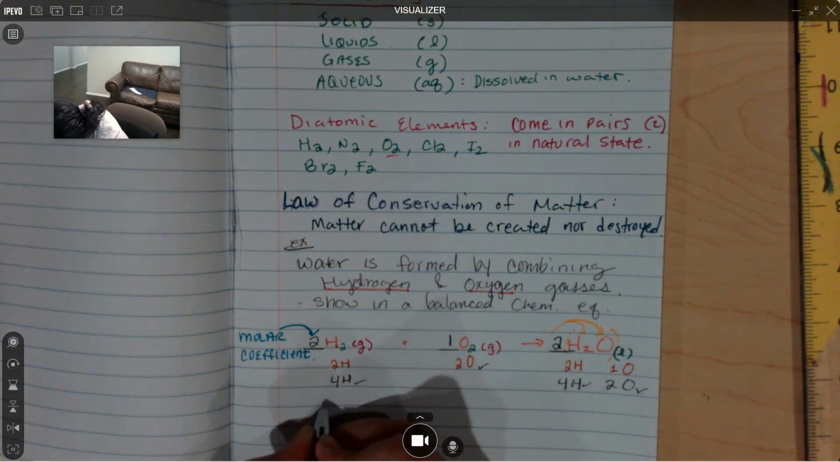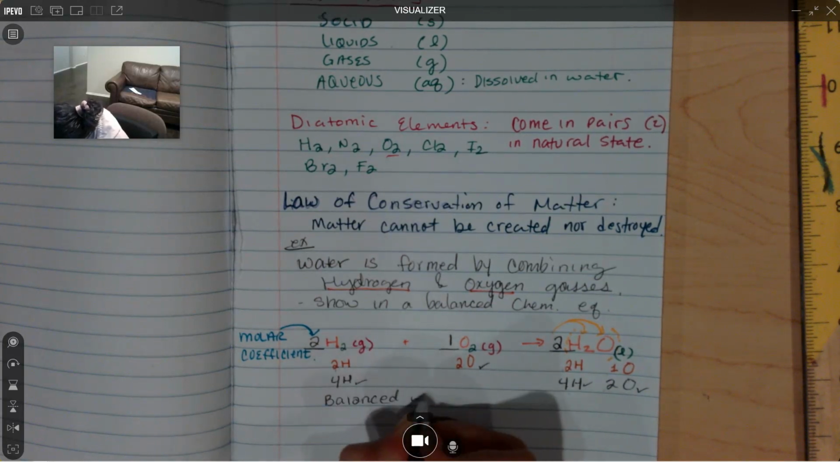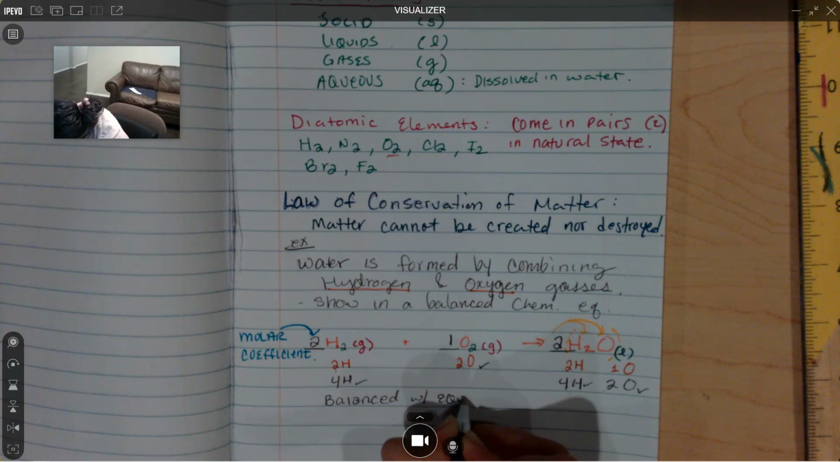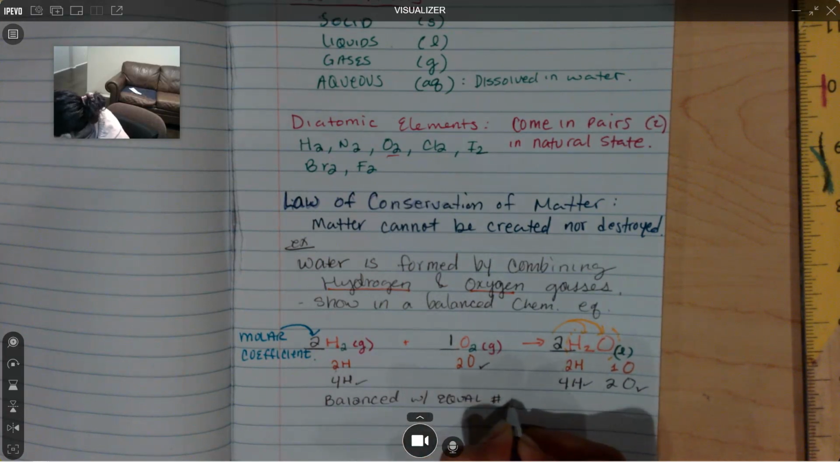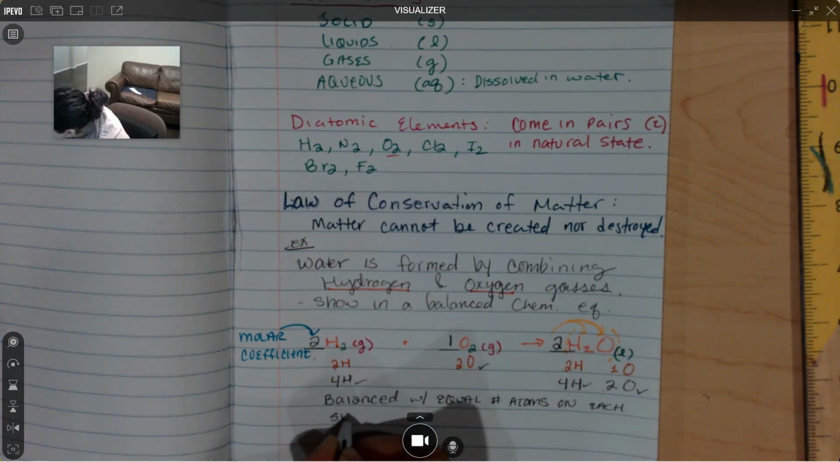So it is balanced with equal number of atoms on each side.